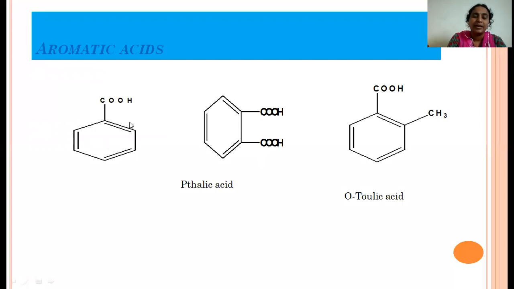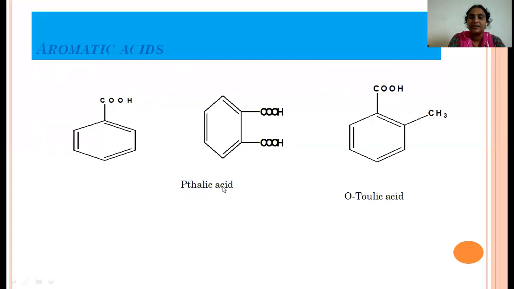Whereas aromatic acids are nothing but benzene connected to the COOH group. Wherever a COOH group is present, those compounds are called carboxylic acids. So this compound is called benzoic acid. Whereas in this compound, the benzene ring is directly connected to two COOH groups, and this compound is called phthalic acid.